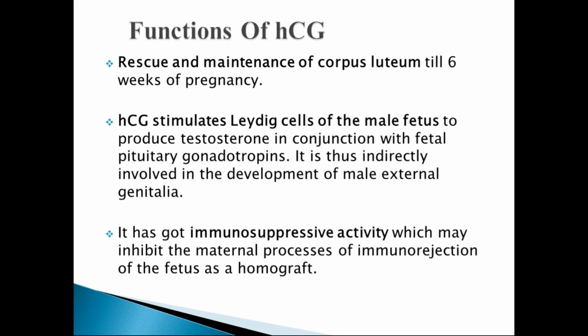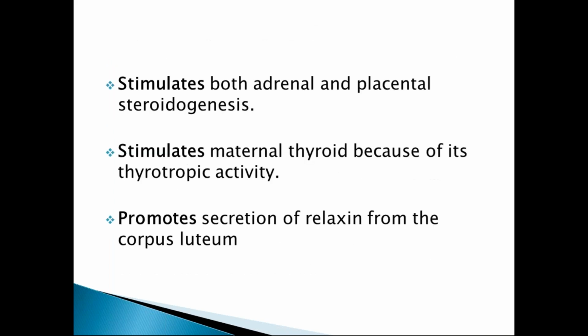It also has an immunosuppressive activity, thereby it inhibits immune rejection, because the fetus is a combination of both maternal and paternal tissues and chromosomes. Paternal tissues or paternal chromosomes are foreign to the mother, and this immune rejection is inhibited by the immunosuppressive activities of certain hormones, among which HCG is one. Thereby the immune rejection of the fetus is inhibited by HCG.